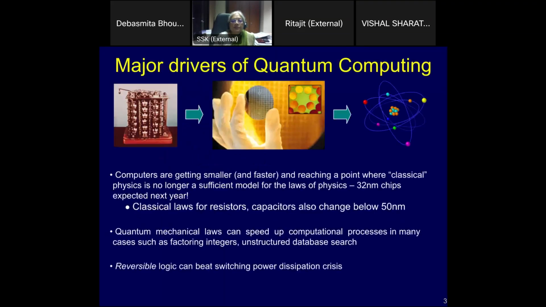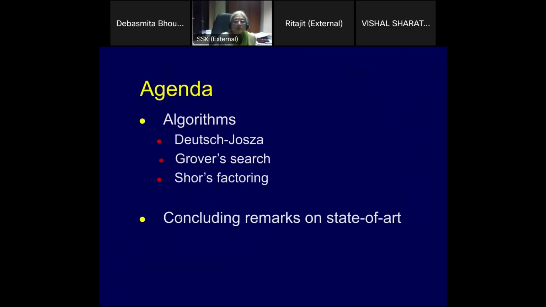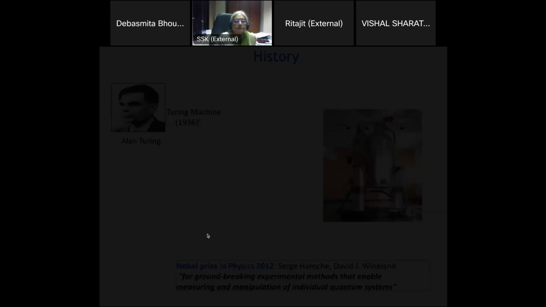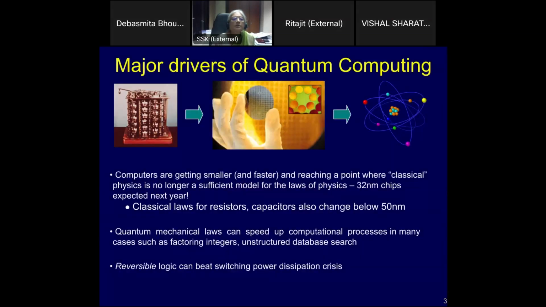So the major drivers you have already known is that, as opposed to classical, the superposition provides parallelism, and reversibility actually is very attractive because of the energy crisis or power dissipation crisis which semiconductor technology suffers from.